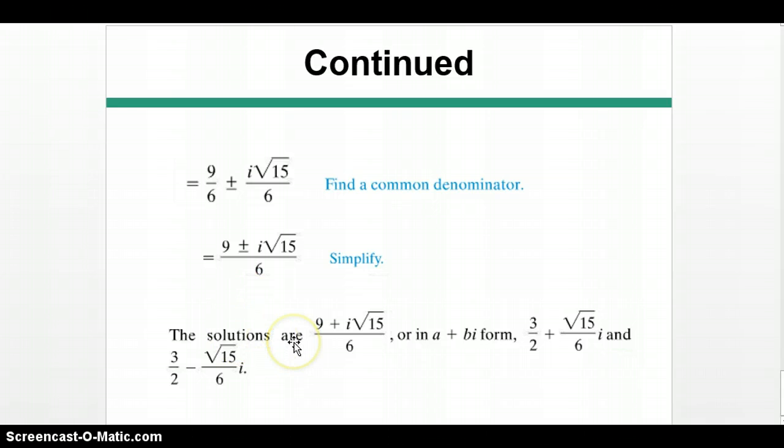So the solutions are 9 plus i times the square root of 15 over 6, or in a plus bi form, 3 over 2 plus square root of 15 over 6 i, and 3 over 2 minus square root of 15 over 6 i. The other solution will be 9 minus i times the square root of 15 over 6.